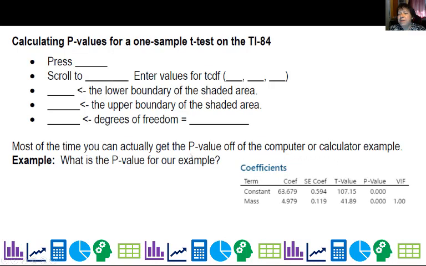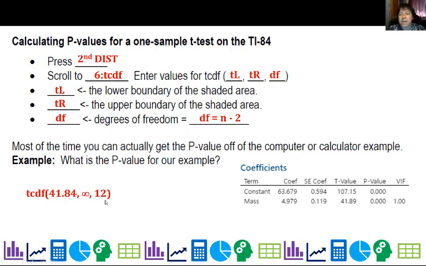To calculate the p-values, you would press second distribution, scroll to tCDF, and you would enter in your left and your right boundaries and your degrees of freedom. So this is just like we did before. Notice, though, that the degrees of freedom for linear regression is n minus 2, not n minus 1. So if I did the p-value here, tCDF of 41.84, because I'm looking at a positive slope, to infinity, my degrees of freedom are 12.